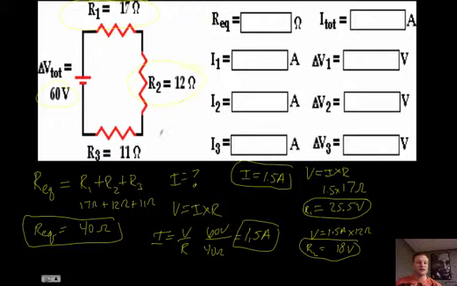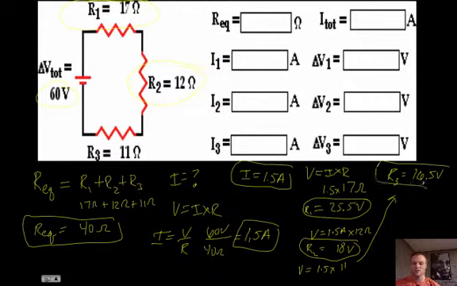Now the last one is R3. What is the voltage drop at R3? I'm going to do the same exact formula, V equals I times R, where I is 1.5 times R, which is 11. V equals 1.5 times 11. I'm going to put the answer up here since I'm running out of space. So at R3, 1.5 times 11 is 16.5 volts.